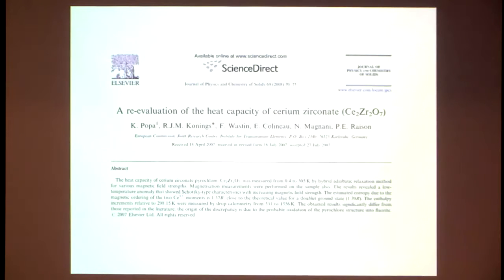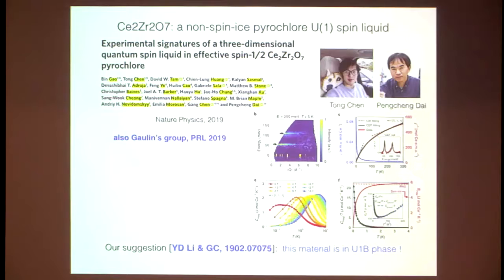So we were motivated by this cerium tin oxide. Later on, we noticed there is a material with the same structure as the cerium tin oxide. This is cerium zirconate, and we convinced the experimentalist, my experimental friend Pengcheng Dai, to carry out the experiment and see some results. So Bruce Gaulin will talk about the experimental side of this work.